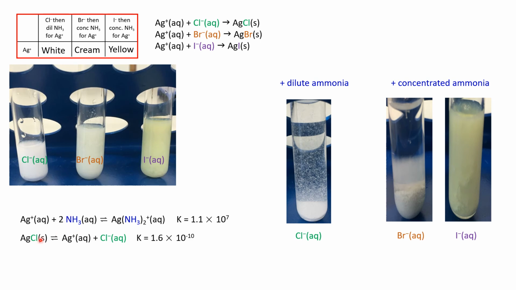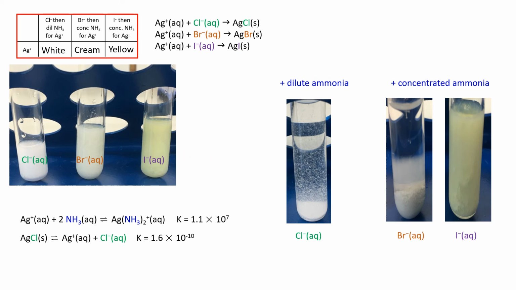So even though silver chloride has got a really teeny equilibrium constant to turn into silver ions and chloride ions, silver ions like ammonia so much that some of them will get snagged up into that complex, and you start seeing the silver chloride precipitate dissolving.